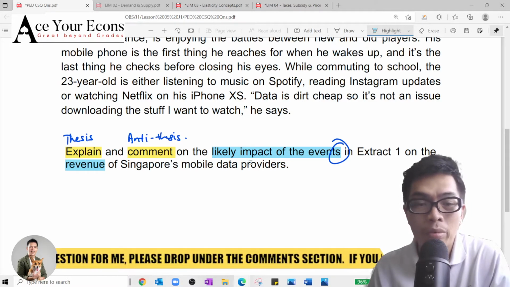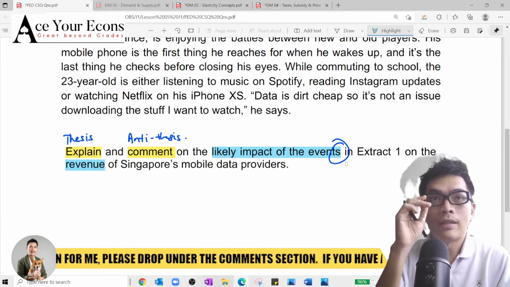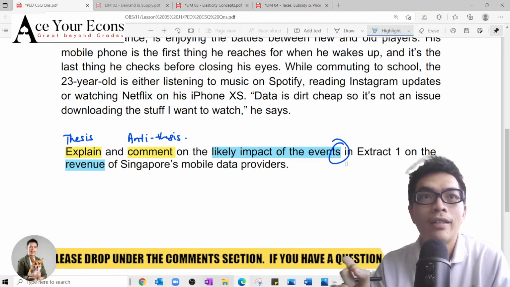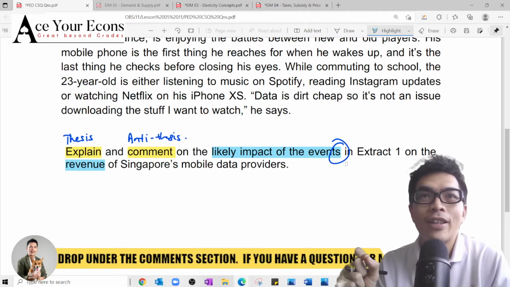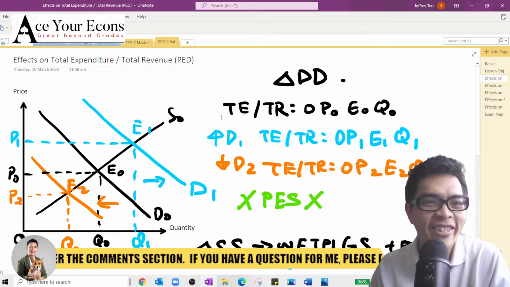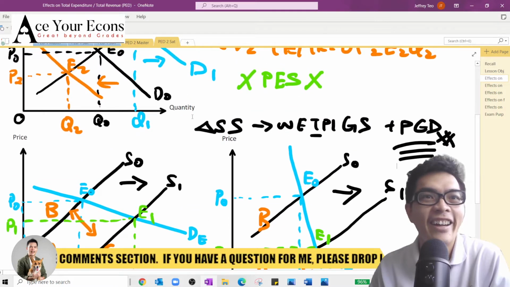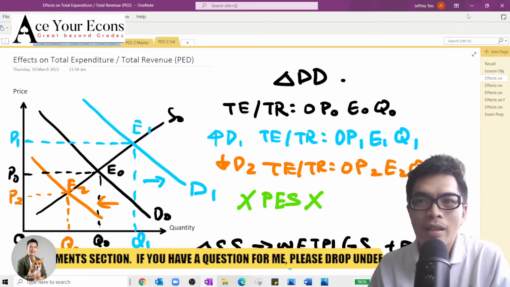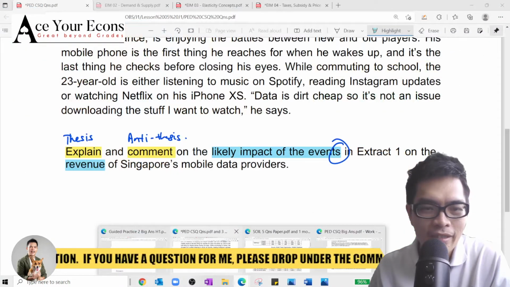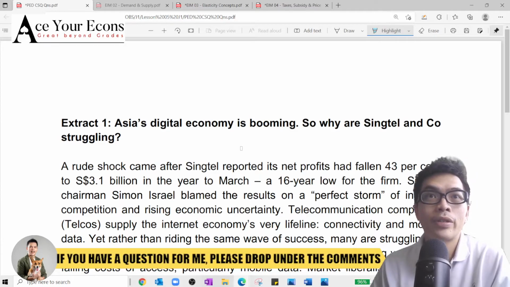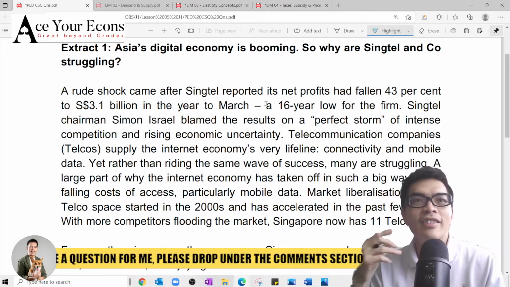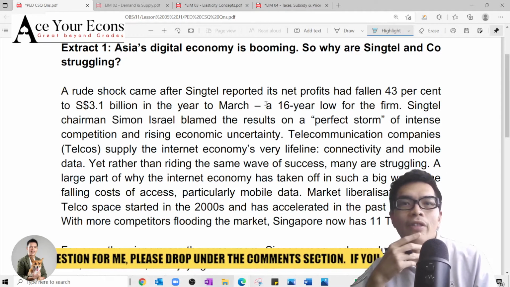Remember, whenever you see revenue or expenditure, it will strike an immediate bell. What do we need? We need this. Do you see that? We need this. First of all, we need to deduce what happens to the revenue. Can we make a deduction on the revenue of producers, or rather the mobile data operators? Is revenue going to go up or go down?